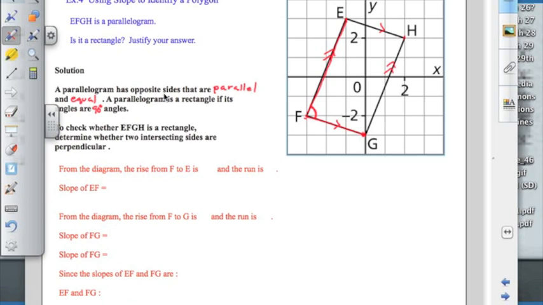So I'm just going to do this not by using a formula, but just by using the graph. I'm going to look at the rise from F to E. So I'm going to come up here and determine what that rise is. If I count that off, I'll see that it has a rise of 5. And then I also need to know the run, and that's going to be 2. So going down here to the notes from the diagram, the rise from F to E is 5, and the run is 2. So that would give us a slope of 5 over 2.